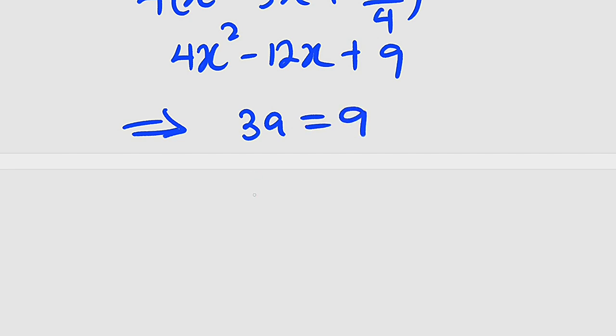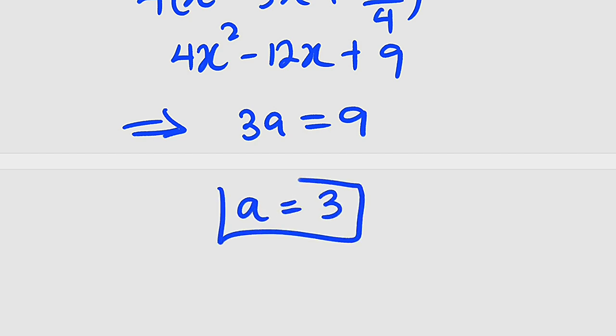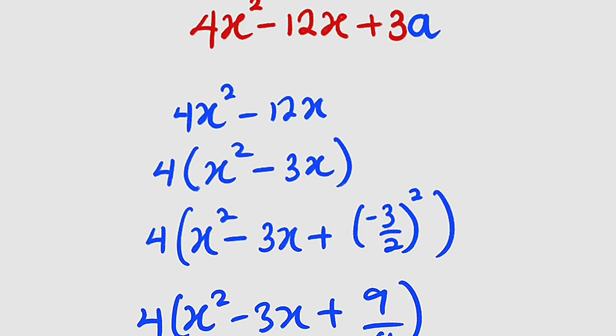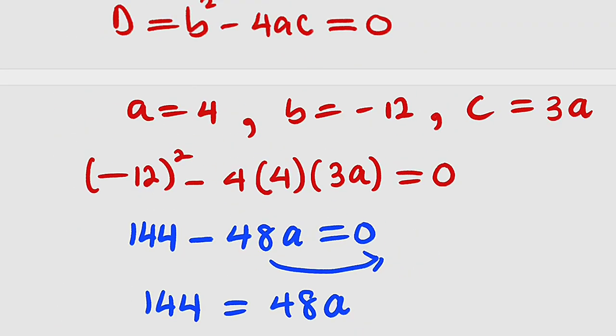So we divide both sides by 3. a is equal to 9 divided by 3, which is 3. And you see, in both cases, a is equal to 3. As simple as that.